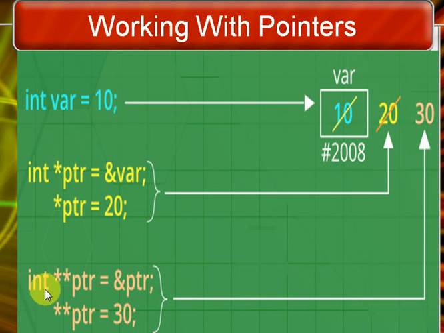Now int **ptr2 = &ptr. What is the double asterisk? It is used to indicate a pointer to pointer. A pointer to pointer variable simply holds the memory address of another pointer variable, that is, storage of a value at this location.